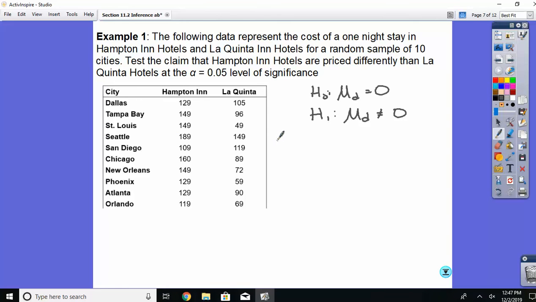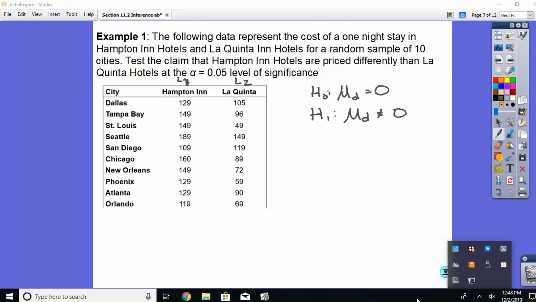Okay. So step 1, we are going to have to use our calculator unless you really want to go through and subtract all these and find the difference by hand, which I don't want to. So, you're going to stat, edit, and I want you to put the Hampton Inn in L1 and the La Quinta in L2. So here's our L1, here's our L2. Everybody enter your data.